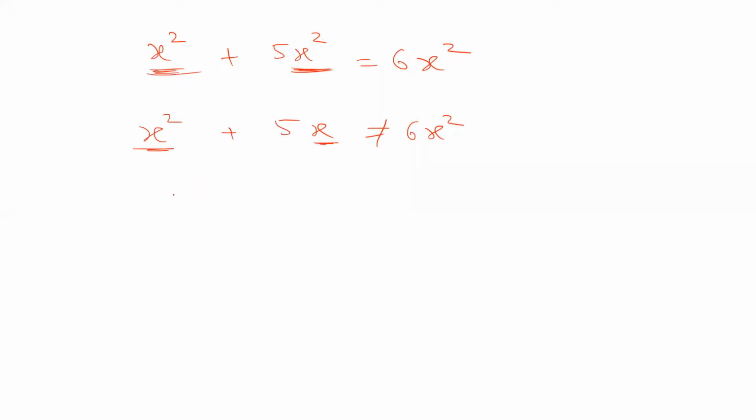Same way, 2x plus 1: this has the variable x. The other has no variable at all, it is x to the power 0. So you cannot add them. This is not 3x, right? This term never had x with it, so you cannot just provide x to it. So this is 2x plus 1. You cannot add these two things. Okay? Okay, ma'am.